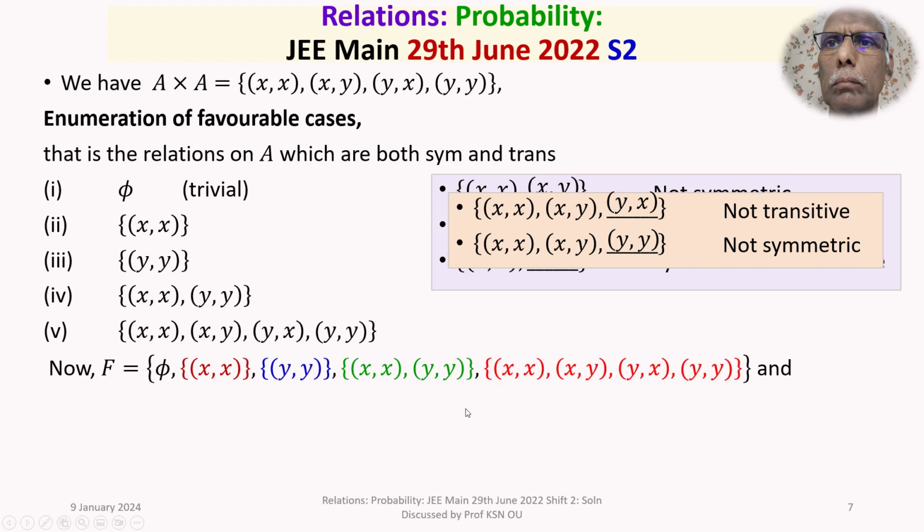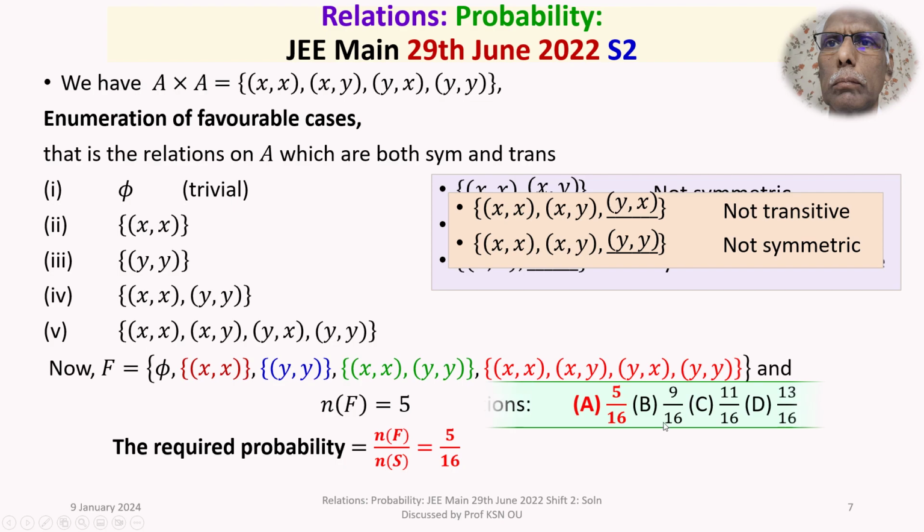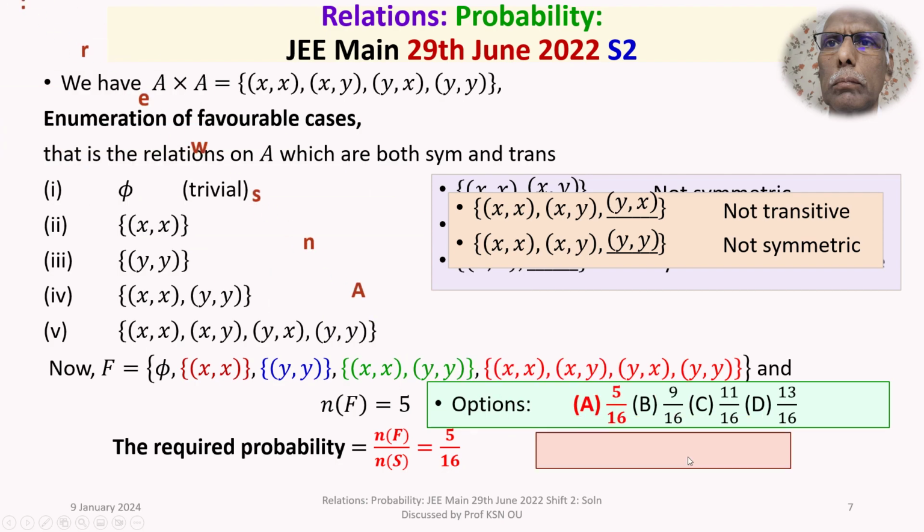So these are the 5 elements which we have enumerated here. So what is n of F? N of F is 5. Therefore, the required probability is n of F by n of S. N of F is 5, n of S is 16. So the required probability is 5 by 16. So let's look at our options. And our answer 5 by 16 appears against option A. Therefore, the answer to this question is option A.